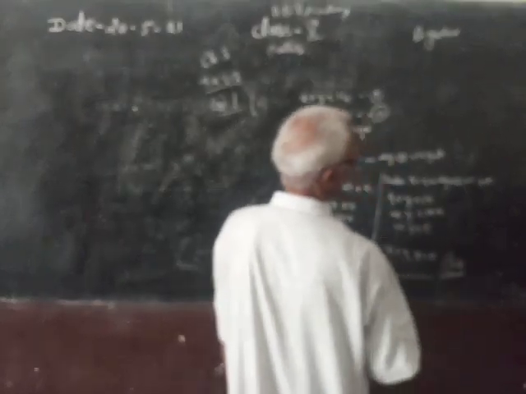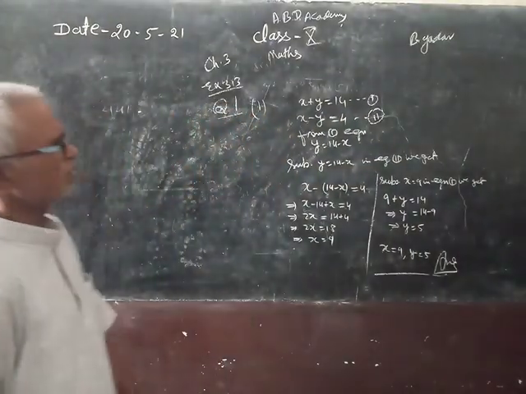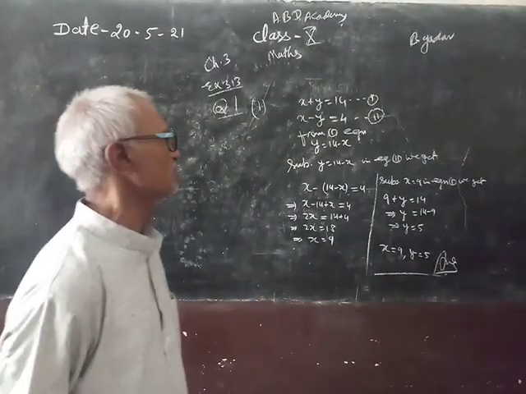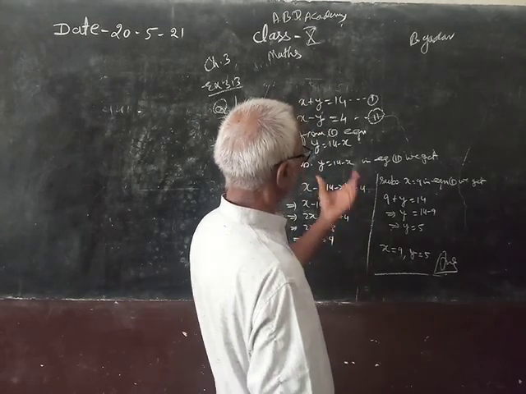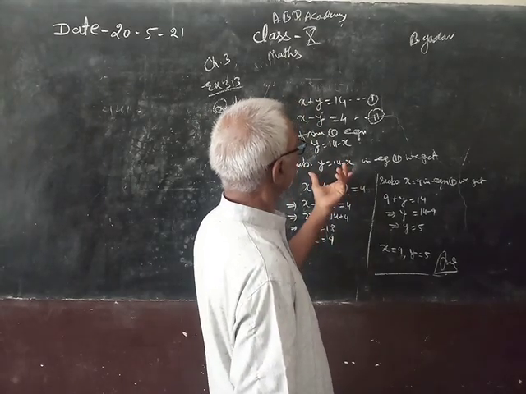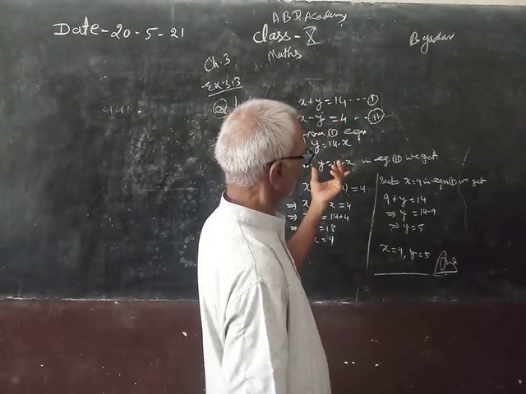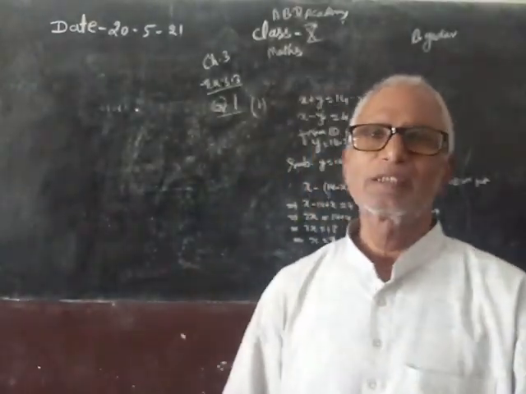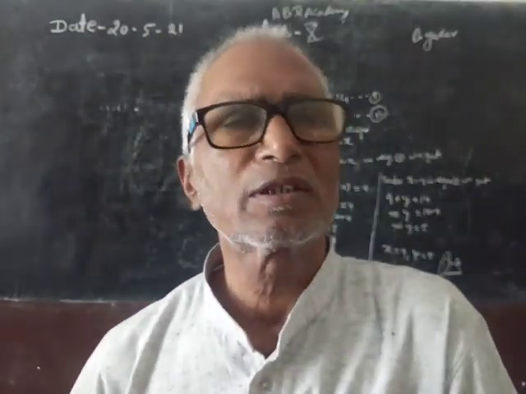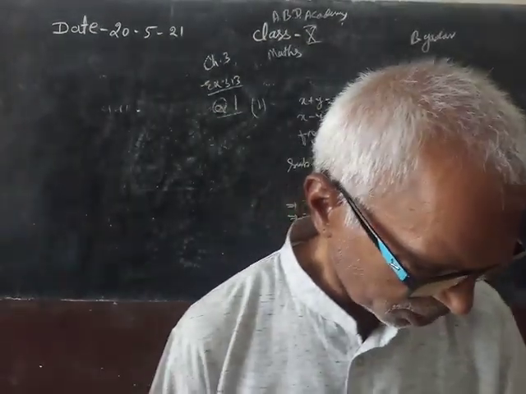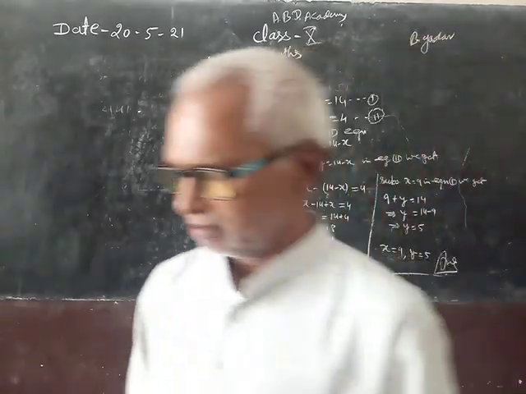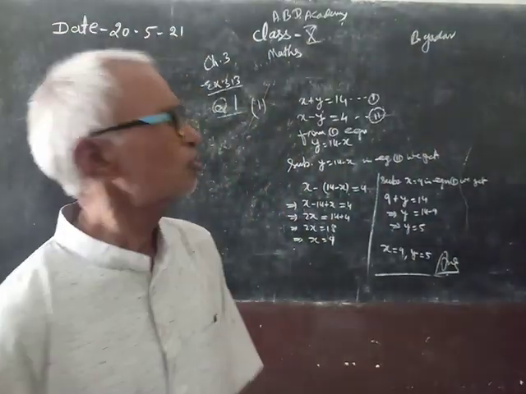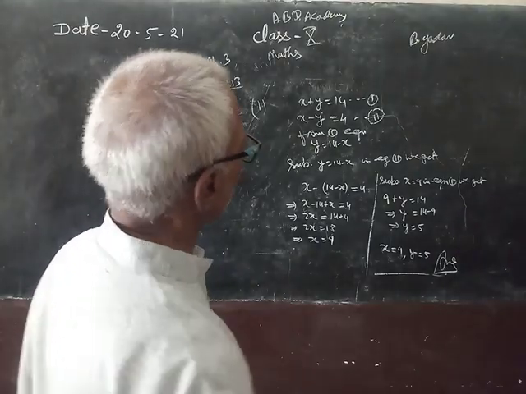This method is known as the substitution method. Substitution, because the value of one variable is obtained from one equation and it is substituted in the other. It is put in the other equation. That's why its name is method of substitution. Okay, so it's very easy.